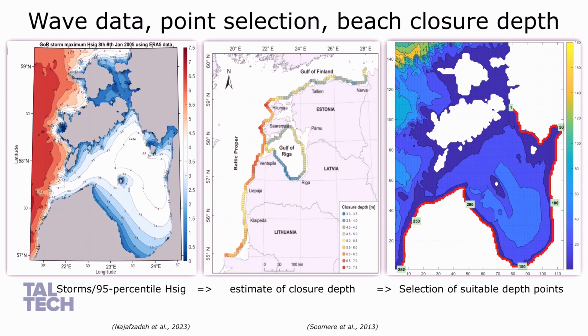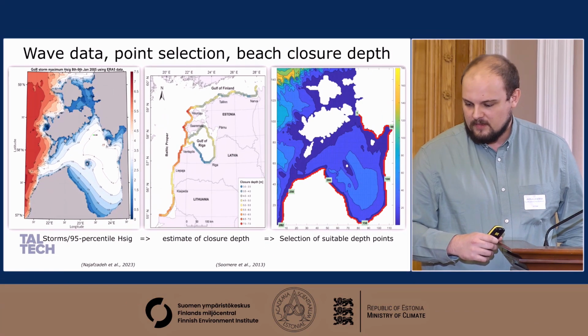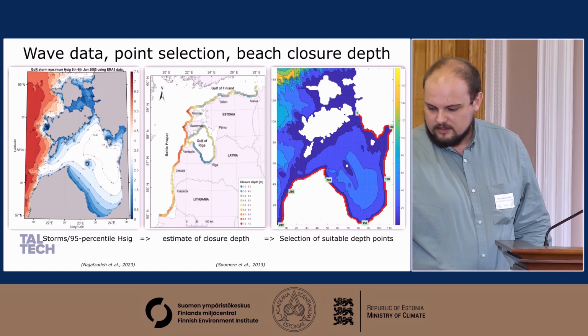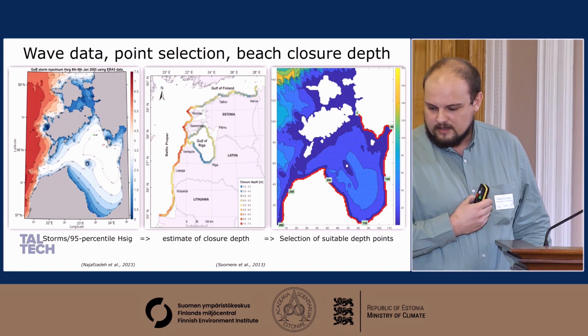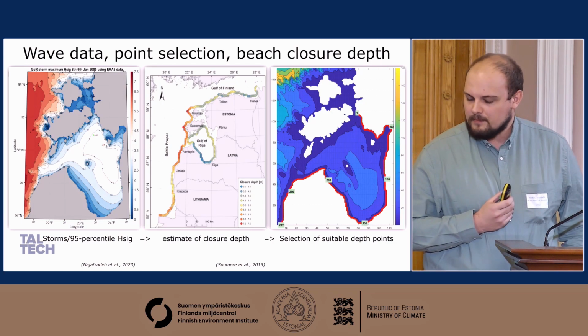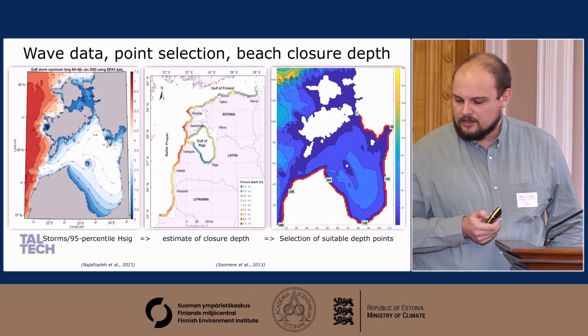Now, how the wave data point selection works is essentially that I look at the storm values, or the top 5% of wave heights, which I usually then compare against the known beach closure at that location in order to select a suitable point of all the wave values. Later on, the sediment transport is calculated along the selected grid points. This here is the 1 nautical mile grid that we have for the entire Gulf of Riga, while I focused on the smaller ones for the further results.